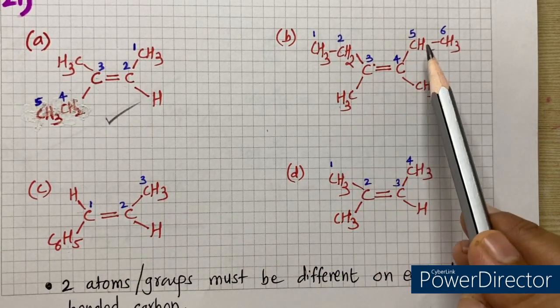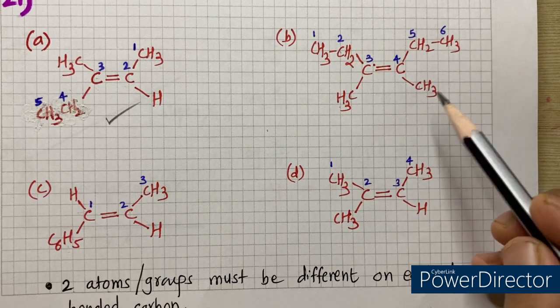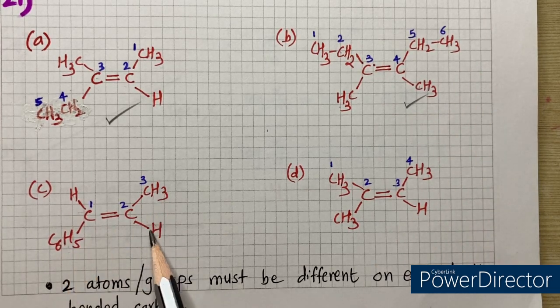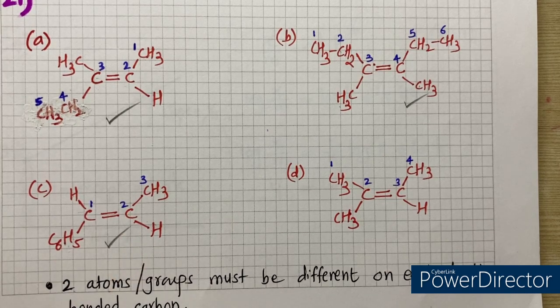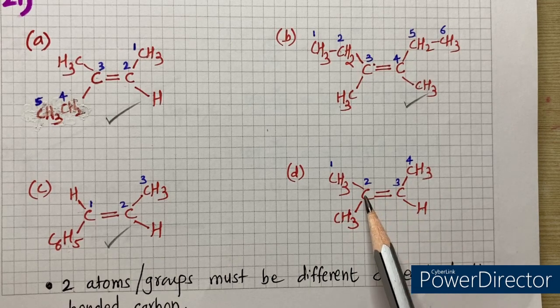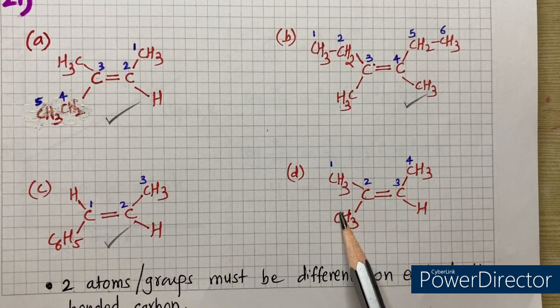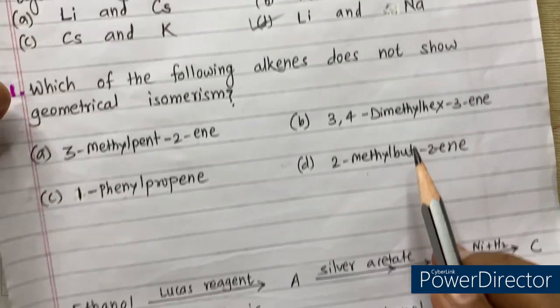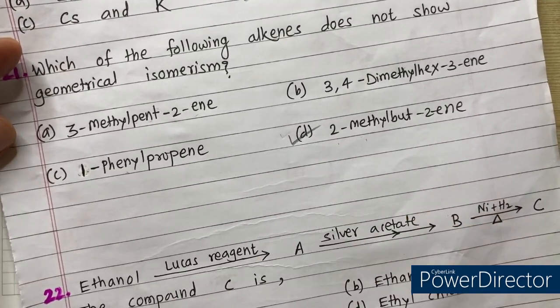Here, these two groups are different, shows geometrical isomerism. Here, this and this different, this and this different, shows geometrical isomerism. Now see here, these two groups are different on this doubly bonded carbon, but on this doubly bonded carbon, these two groups are similar. It does not show geometrical isomerism, that is option D, this one.